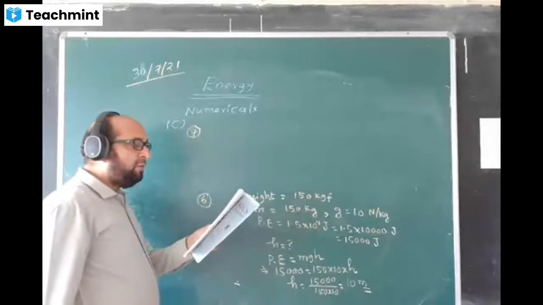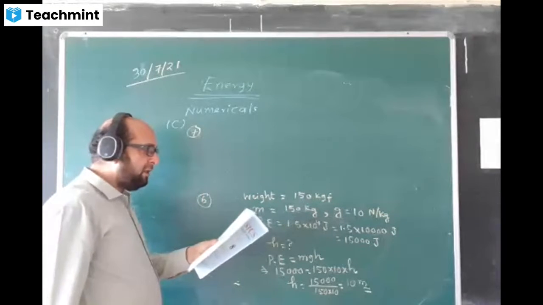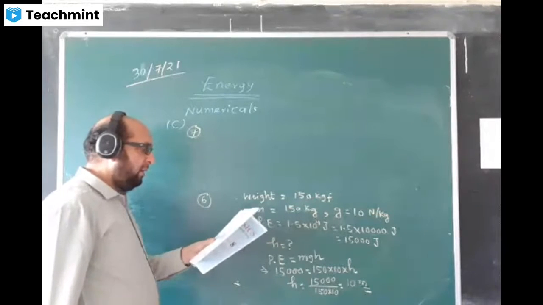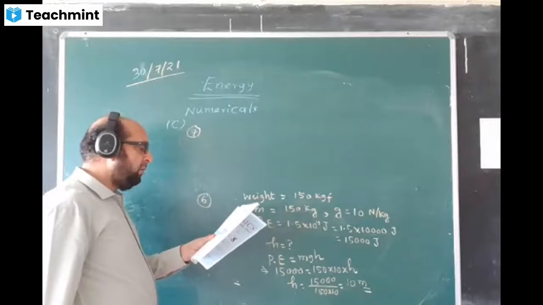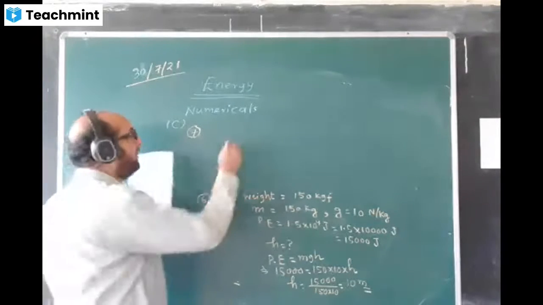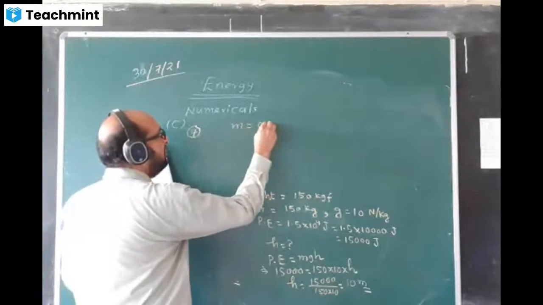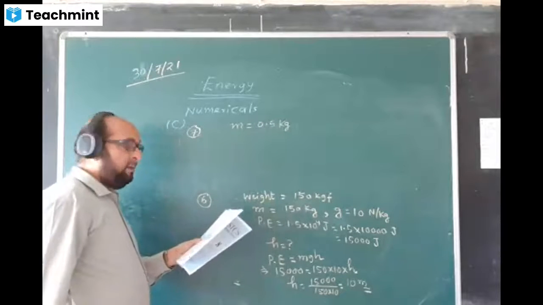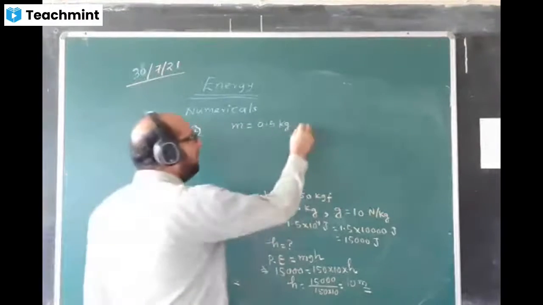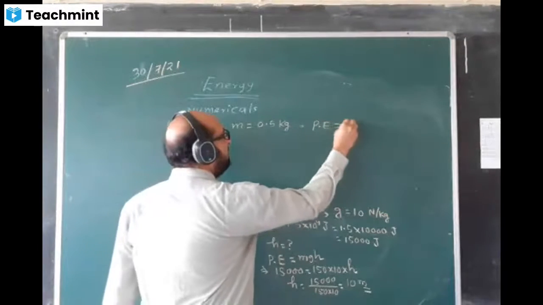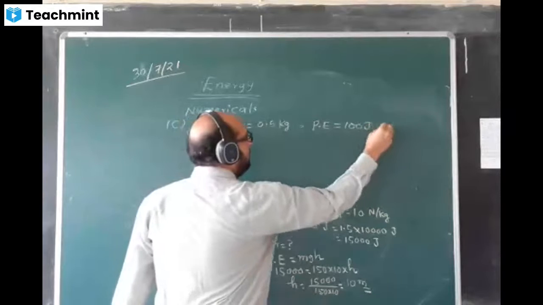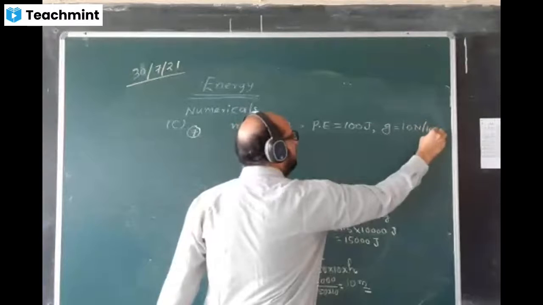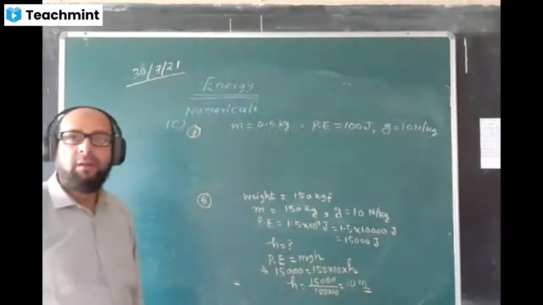The potential energy of a body of mass 0.5 kg increases by 100 joules when it is taken to the top of a tower from the ground. If the force of gravity on 1 kg is 10 Newton, what is the height of the tower? Let us write the information. Mass given is 0.5 kg. Potential energy is 100 joule. The g value is 10 Newton per kg, or meter per second square.